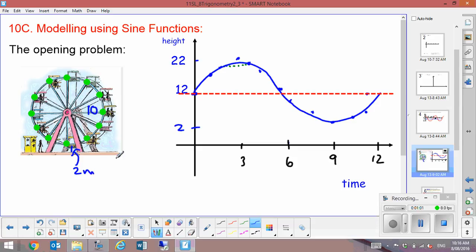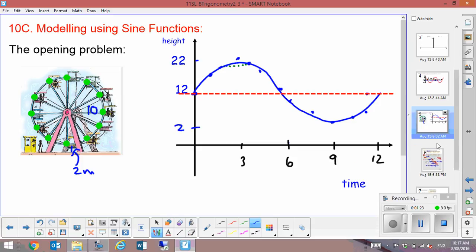So we can model this using our sine function, starting at 12 in this position, 2 plus 10, going up to 22, down to 2 when it's at the bottom, and then back up to 12. So that whole time is 12 minutes. So that's just a fairly typical example of how we use the sine curve to model a real-world situation.